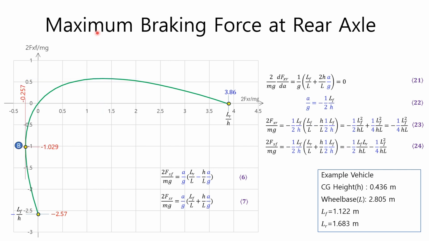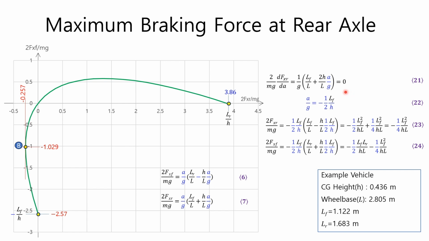Next, let's find the maximum braking force of the rear wheels in a four-wheel drive vehicle. In braking, the load at the rear wheels is transferred to the front wheels, so when braking occurs, the vertical load of the rear wheels pressing down on the ground decreases. Accordingly, when the vehicle deceleration exceeds a certain deceleration level, the rear wheel braking force decreases. As previously discussed, the rear wheel braking can be expressed by equation 7. At the moment when the rear wheel braking is maximum, the derivative of equation 7 with respect to acceleration A becomes 0. Therefore, equation 21 can be obtained.